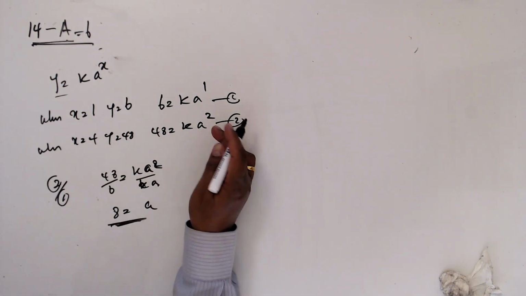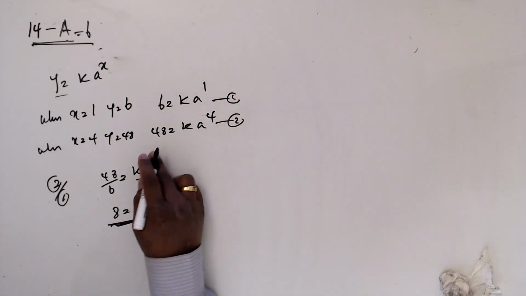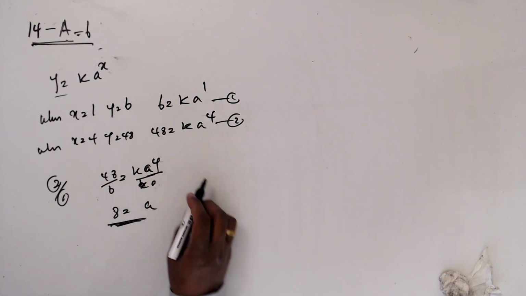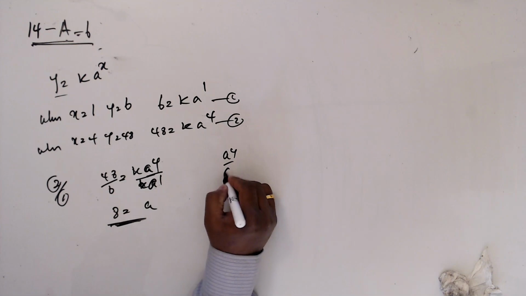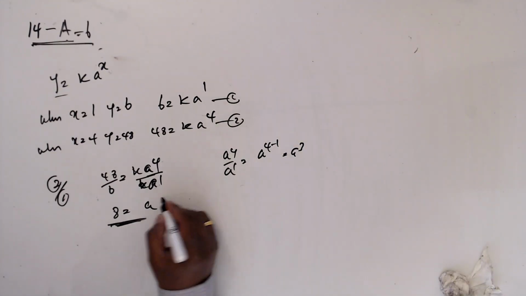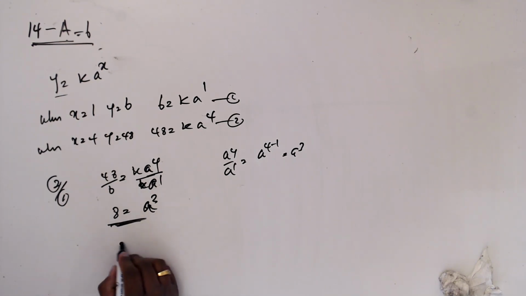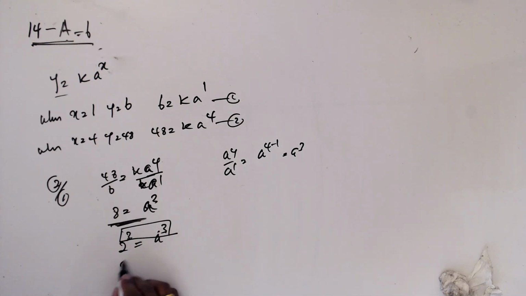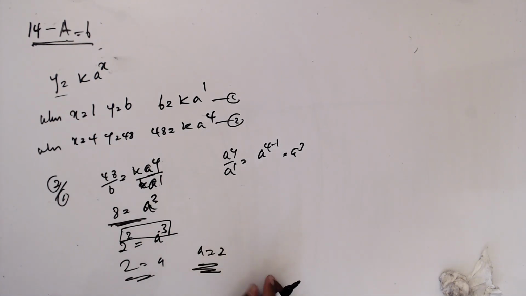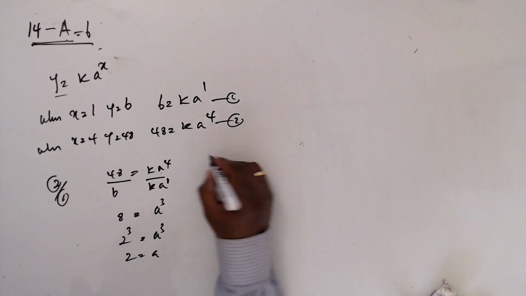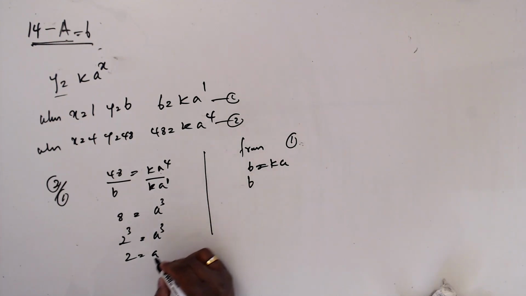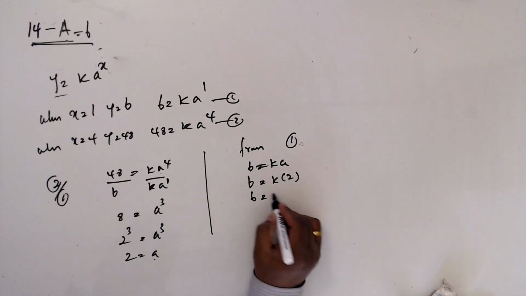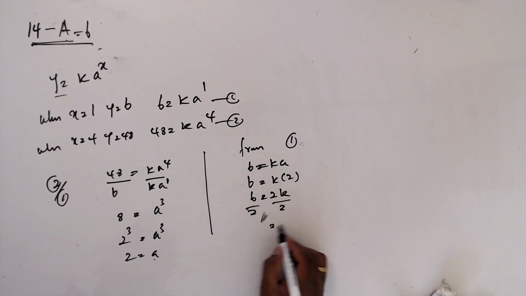So this is a to the 4 over a to the 1, k to k cancel out. A to the 4 minus 1 is a cubed, so a cubed equals 8. Then 2 to the power 3 is a to the power 3, so a equals 2. Now we want to find k from 1: 6 equals k a, but we know now a is 2, so 6 equals 2k. Divide by 2 both sides, so k equals 3.